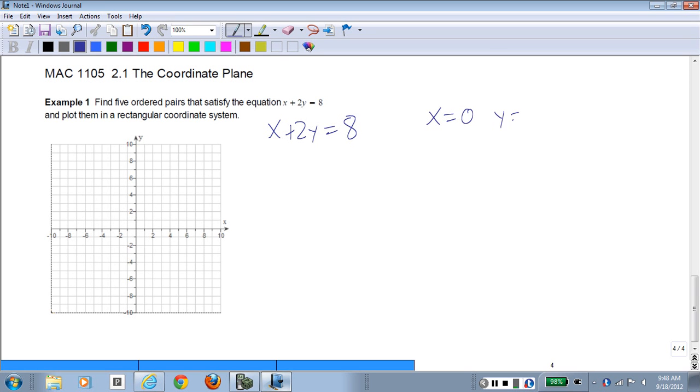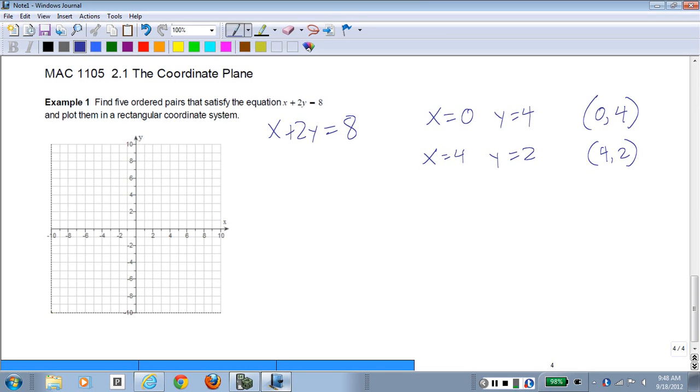x equals 0, y equals 4. If we check it, 0 plus 2 times 4, 0 plus 8 equals 8. So that works nicely. I will indicate that as an ordered pair, (0, 4). And then we look for others. What's another x and y that go together to make this true? x equals 4, y equals 2. 4 plus 2 times 2, 4 plus 4 equals 8. So that makes it true. (4, 2).